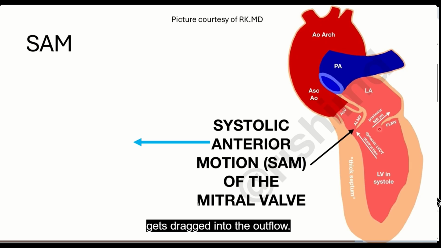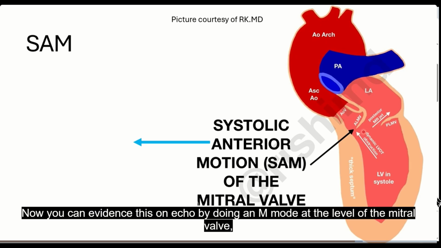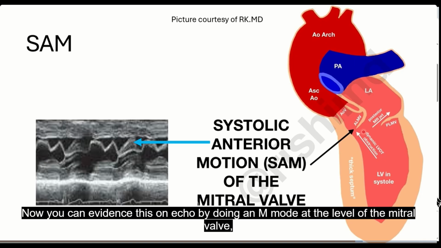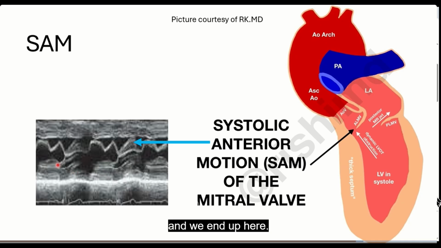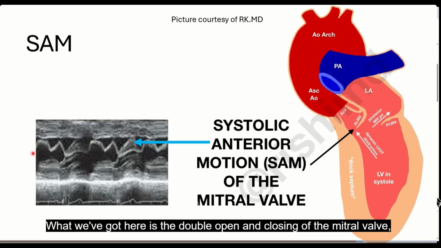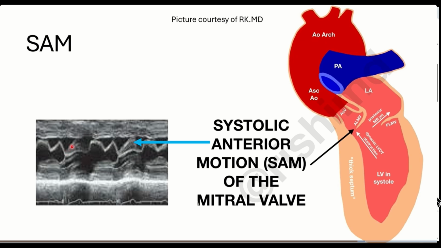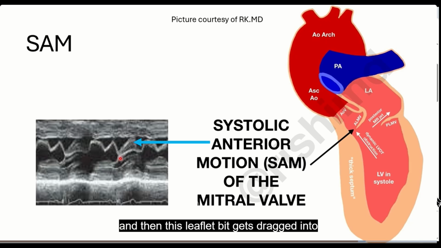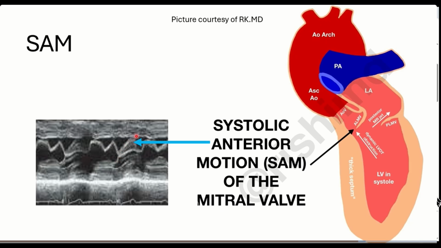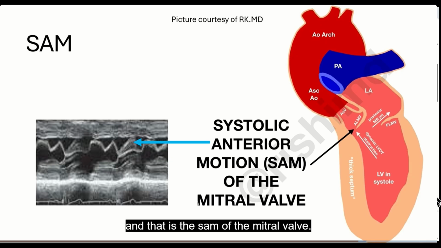Now you can evidence this on echo by doing an M mode at the level of the mitral valve. What we've got here is the double opening and closing of the mitral valve, and then at this point the mitral valve should be closed completely, but we can see the flicker here upwards of the leaflet that's being opened. So we should have passive filling, active filling, and then this leaflet bit gets dragged into that outflow tract, and that is the SAM of the mitral valve.